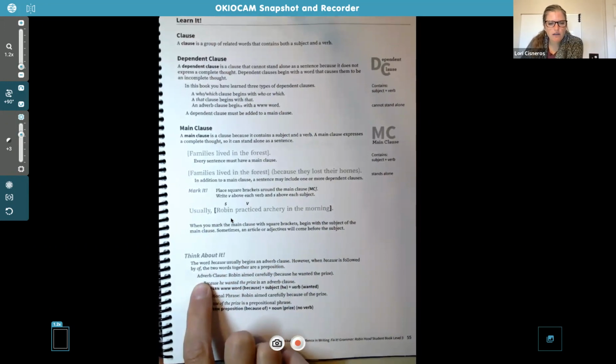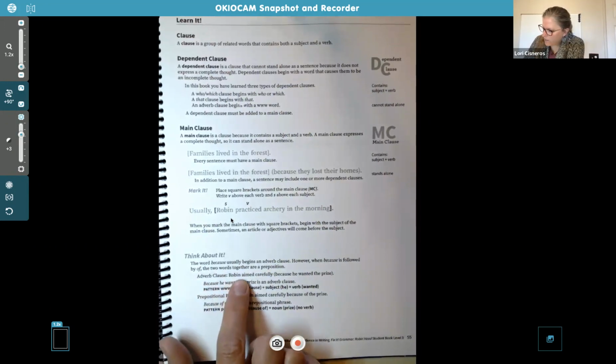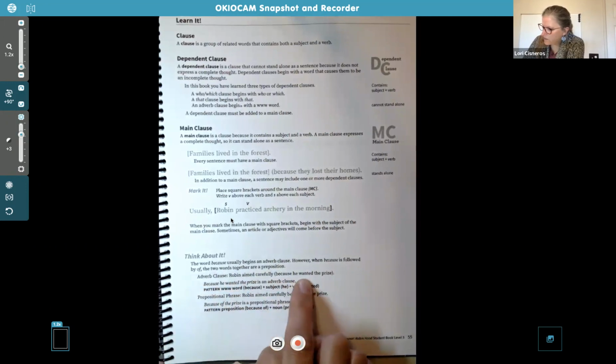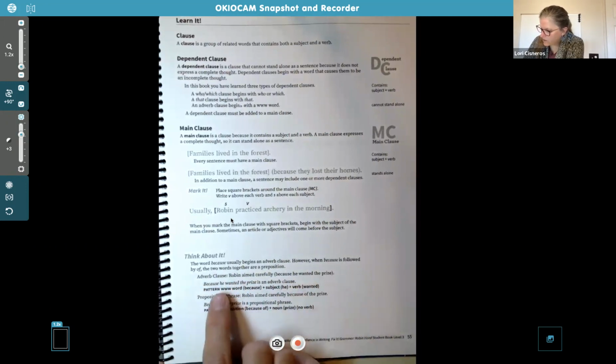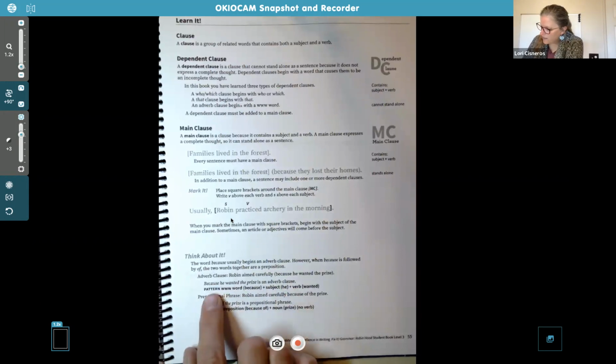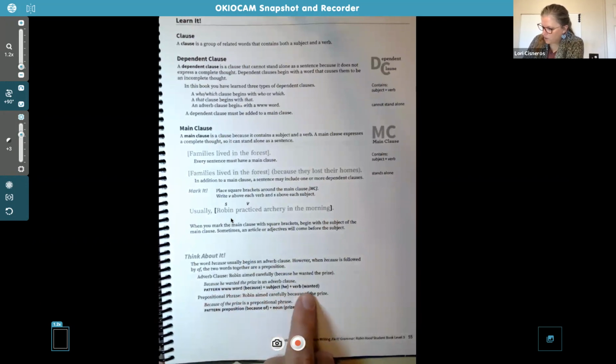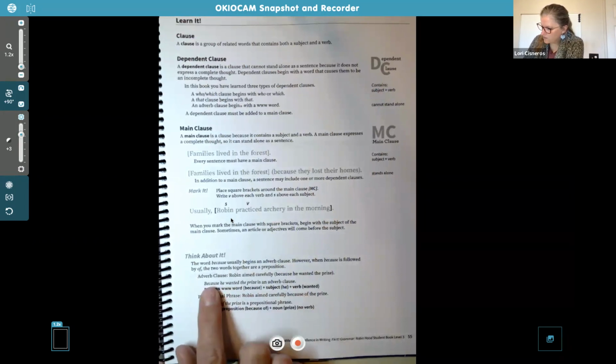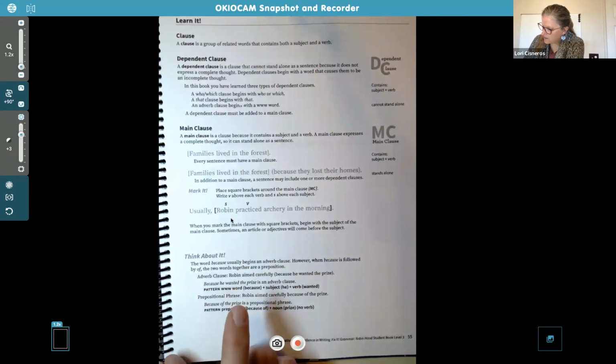Here's an example of the adverb clause at the bottom. Robin aimed carefully because he wanted the prize. Because he wanted the prize is an adverb clause. That's the pattern. Because is the www word plus the subject plus the verb. So we got because, wanted, and the subject is he. So because he wanted, those are three in a row there, that becomes an adverb clause.